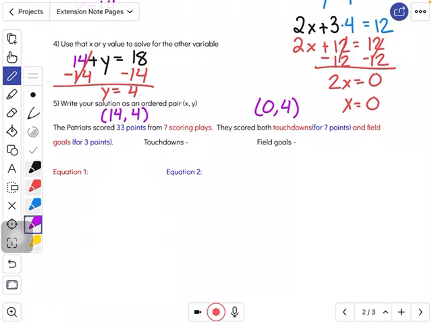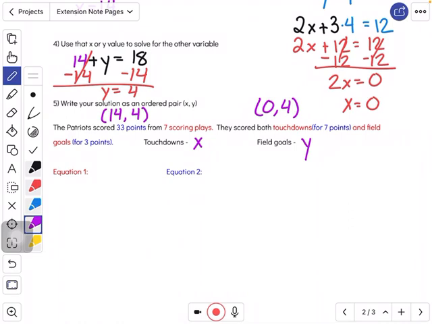elimination. So here the Patriots scored 33 points from 7 scoring plays. The plays were either touchdowns, and we're going to assume the extra point was made, and field goals. So you have your x touchdowns, your Y, field goals. You can do it the other way around. Just make sure you're labeling or writing down what's what.